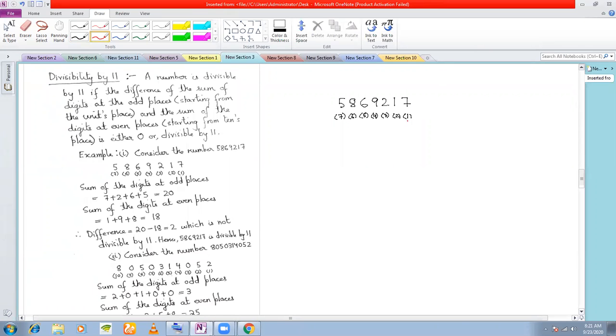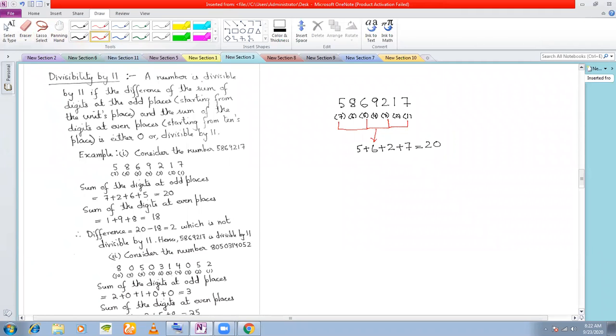Now what you do is you take the sum of the digits at the odd places and the even places. What are the odd places? 1, 3, 5, and 7. These are odd places. Okay. And what is the sum of the digits here? 5 plus 6 plus 2 plus 7. Okay. So you get this as 20.